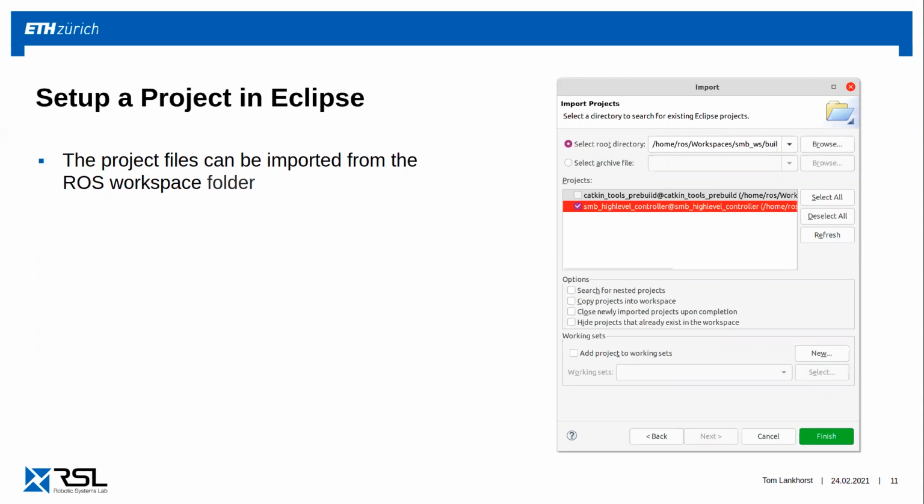Next, a list will pop up with projects that are found in that Workspace folder. So in this case, it's the SMB high-level controller and also the Catkin Tools pre-built project, which we will not use. So we just select the SMB high-level controller and we click Finish.